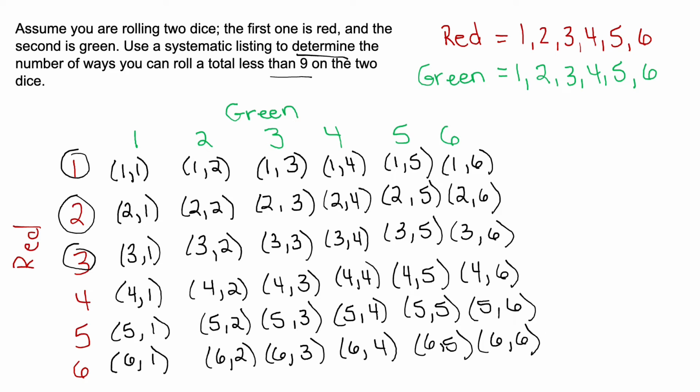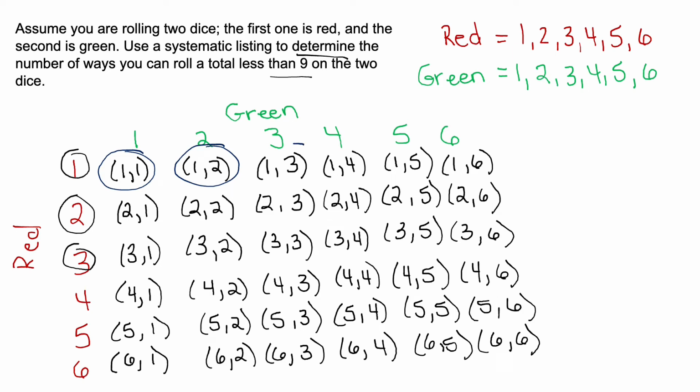All right, so 1, 1. 1 plus 1 is 2. 2 is less than 9, so this outcome can be included. Next, 1 plus 2 is 3. 3 is less than 9, so we're going to include that. And I'm just circling the ones that are less than 9 to help me count them later on.